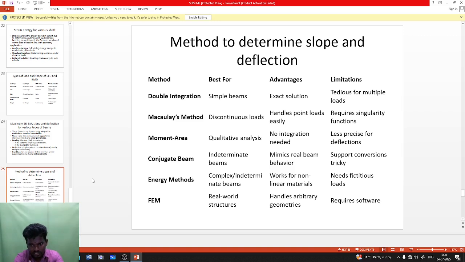For the moment area method, it's best for qualitative analysis, and the advantage is no integration needed. The limitation is that it's less precise for deflection. For the conjugate beam method, it's best for indeterminate beams. The advantage is that it mimics real beam behavior, and the limitation is that support conversions are tricky.